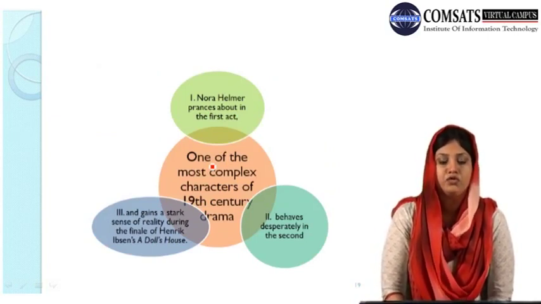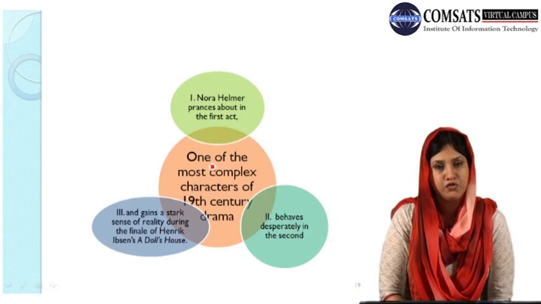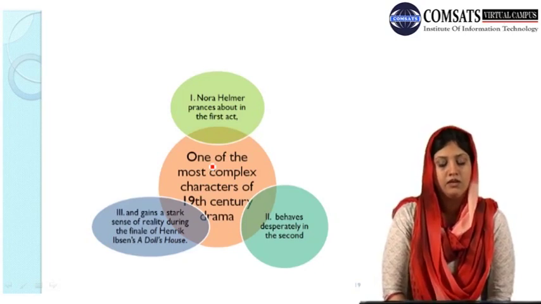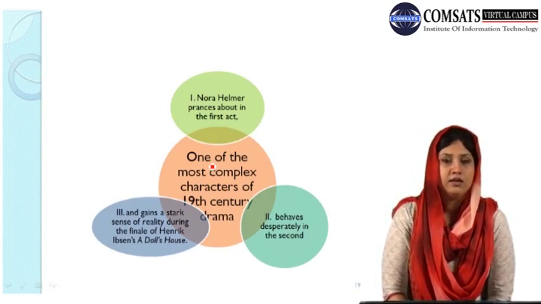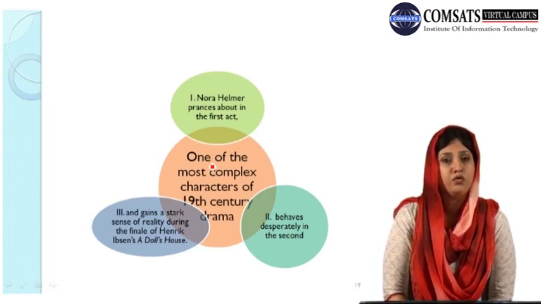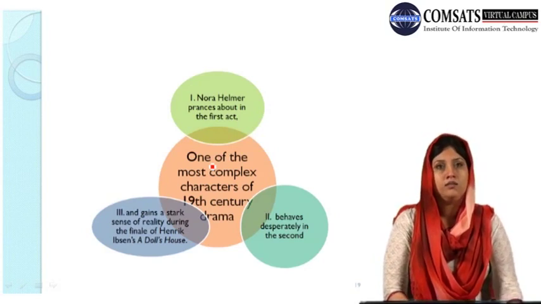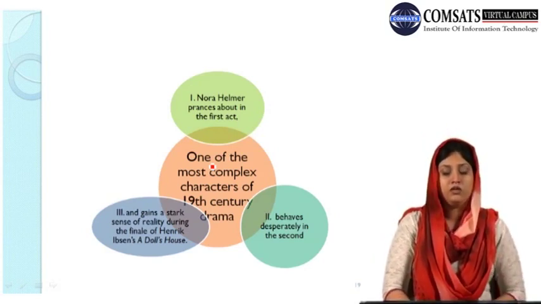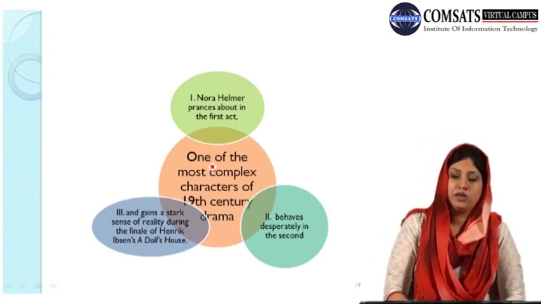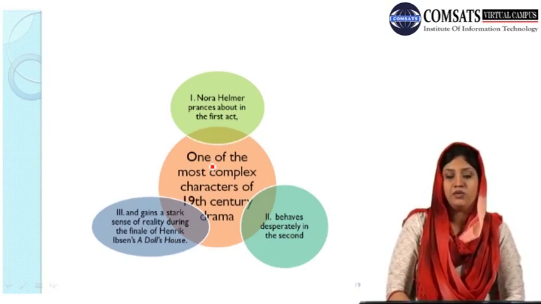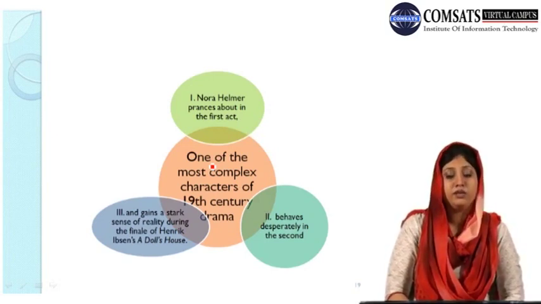Nora's character is one of the most complex characters of 19th century drama. Her character is a real representation of 20th century women as well. So we will see Nora Helmer prances about in the first act, and this word, prances, is a kind of imagery that shows her joyful, cheerful, jumping nature in the very beginning.